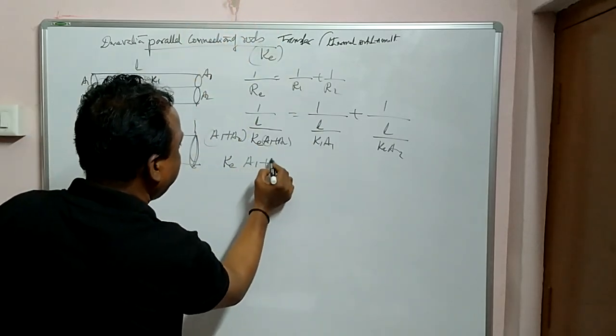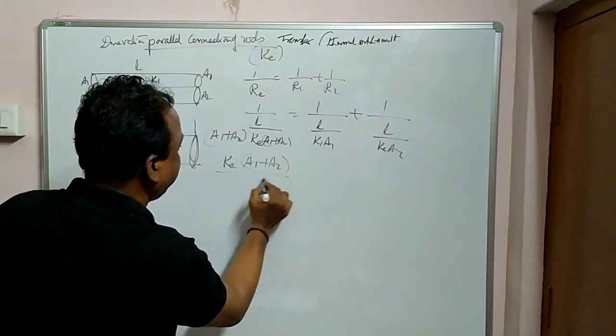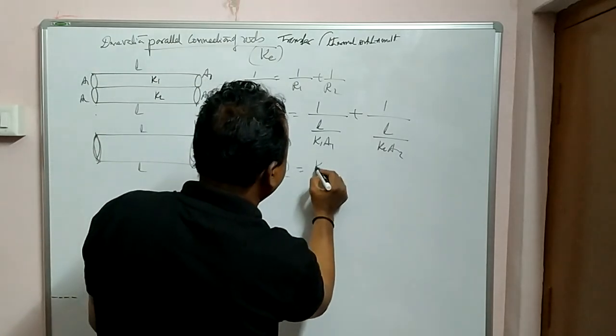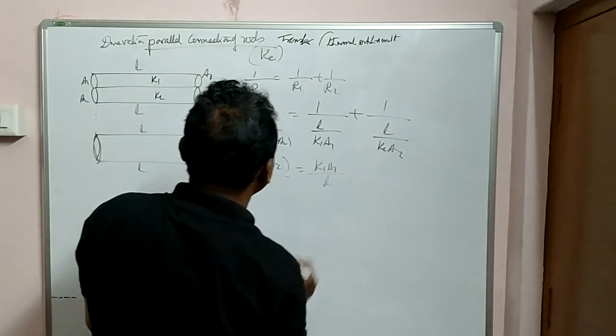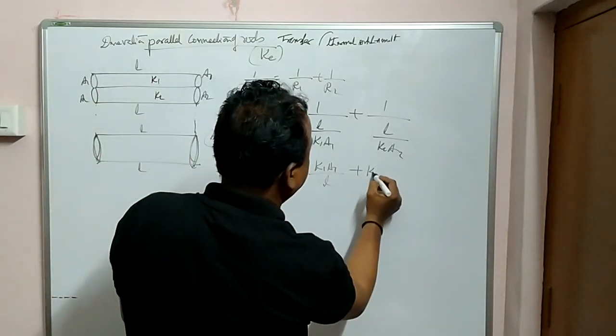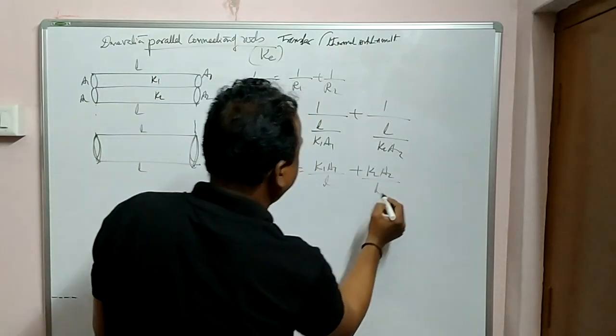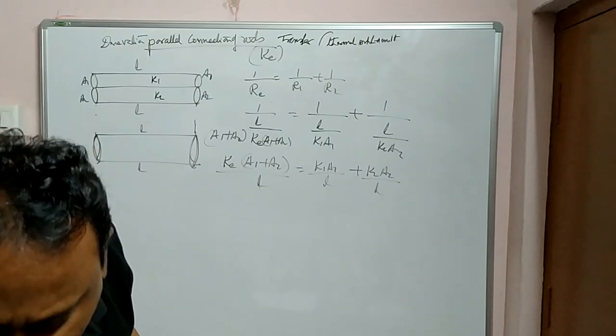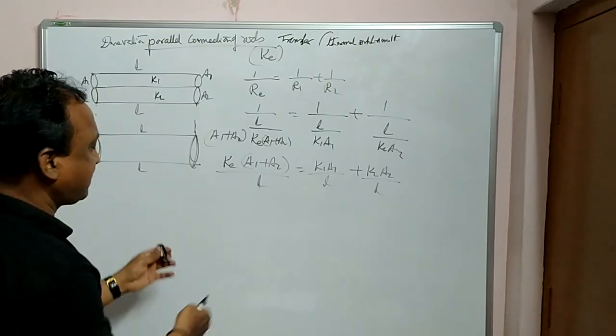KE A1 plus A2 by L is equal to K1 A1 by L. L is there here, forgotten. Plus K2 A2 by L. Now you can take the common term L on both sides.